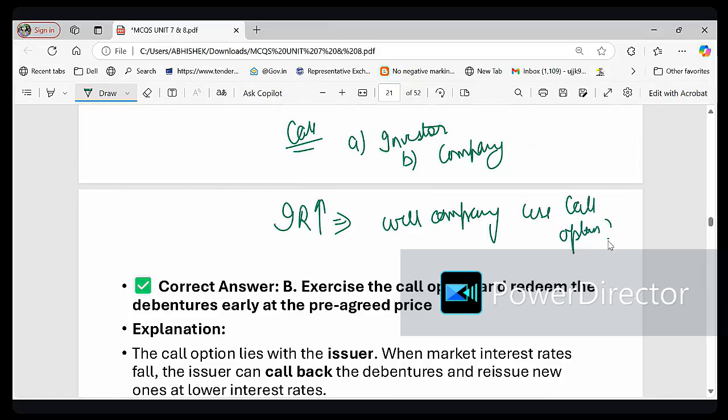Suppose the interest rate rises in the market. Will the company exercise the call option? What do you think? Yes or no? Obviously no. Why would it use it? Because if the interest rate rises in the market, it will have to pay more interest to the debenture holder.